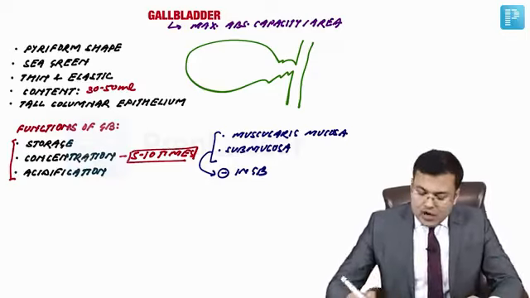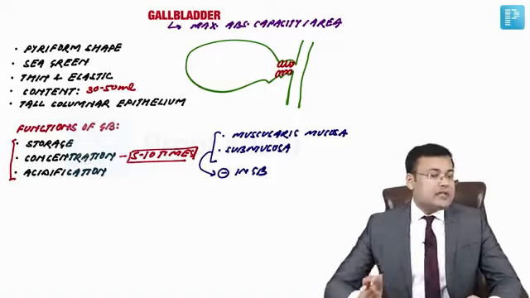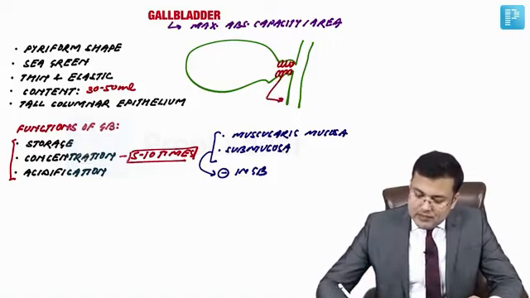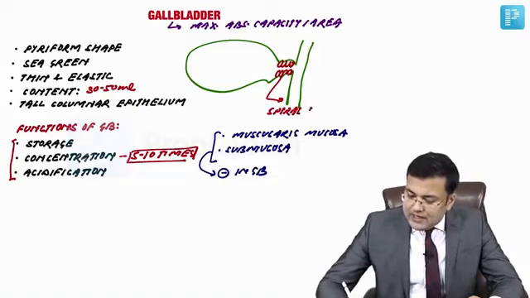Now, if you see in the gallbladder, there is cystic duct, and in the cystic duct, there is a spiral mucosal fold. What is the name of this spiral mucosal fold? This is known as spiral valve of Heister. So this spiral mucosal fold is known as spiral valve of Heister.